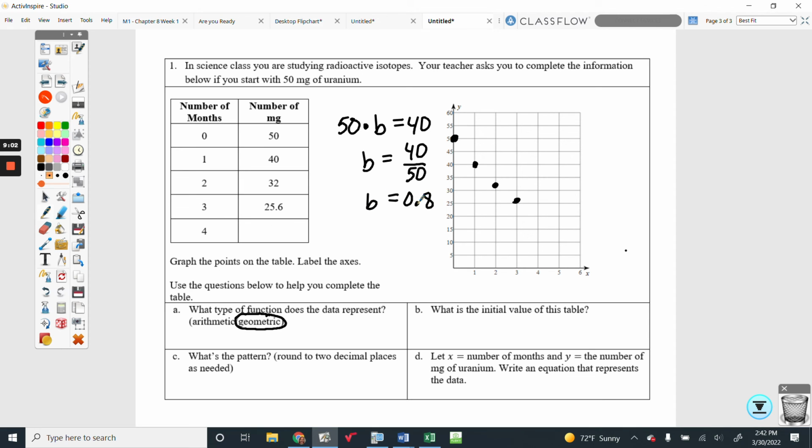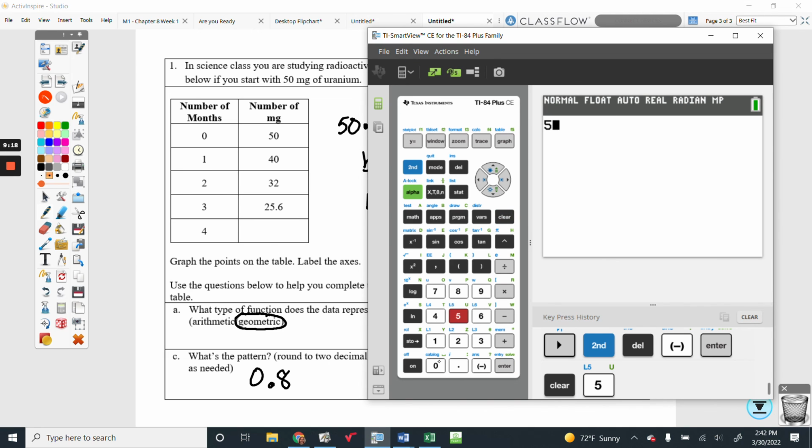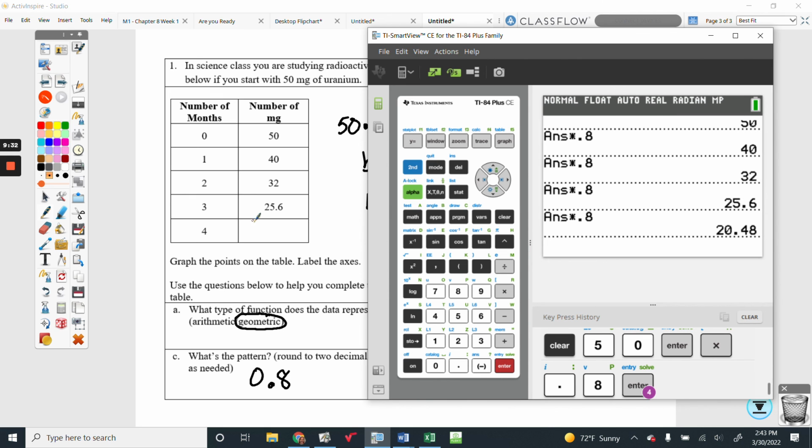I used a calculator to figure that out. So 0.8 is my pattern. I can check that by making sure that the rest of the numbers fit in my pattern. So I'm going to go ahead and just jump here and just check. So if I start with 50 and times by 0.8, I get 40. Then if I do that again, I get 32, and then 25.6. Okay, so it looks like I'm good. To figure out what goes in the next blank, 20.48.